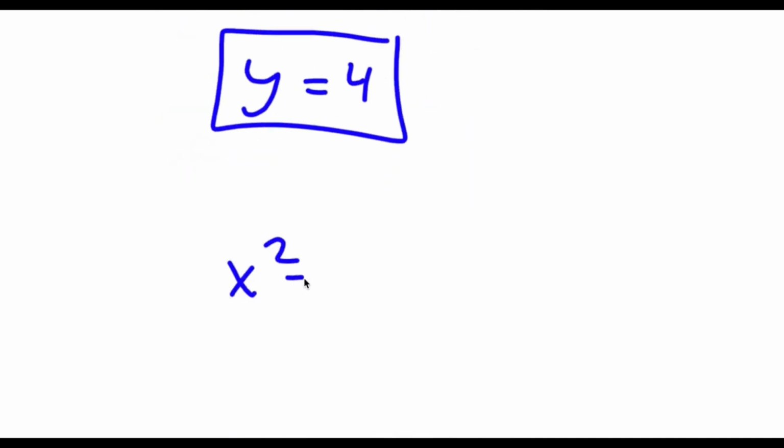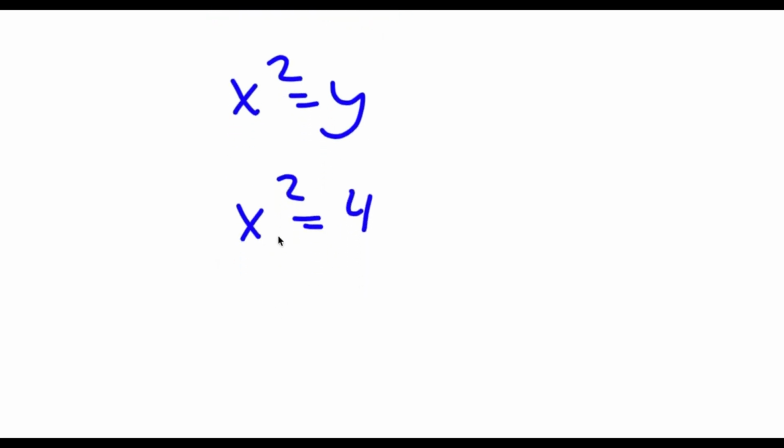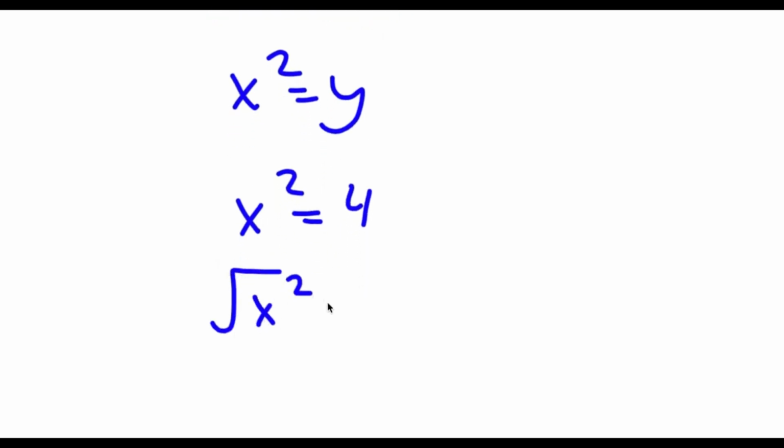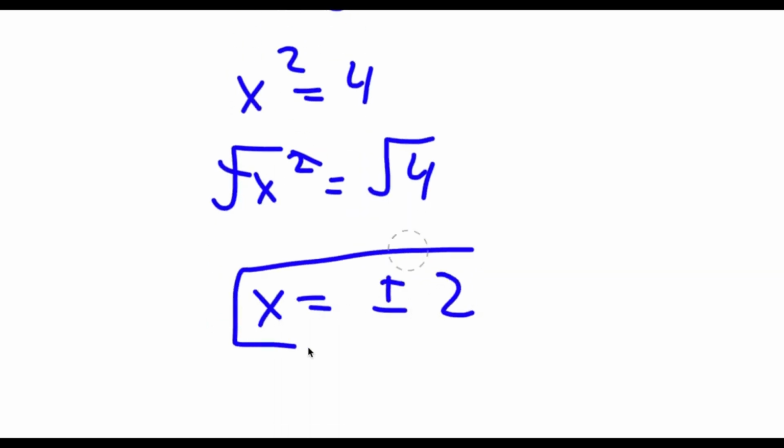So if x squared is equal to y and y equals 4, this means that x squared is equal to 4. So now to solve this, I'm going to take the square root on both sides. These two cancel out. Now I'm left with x is equal to positive or negative 2. So this is my answer.